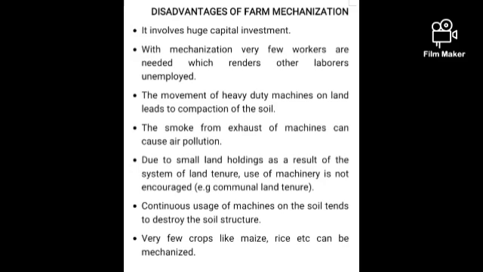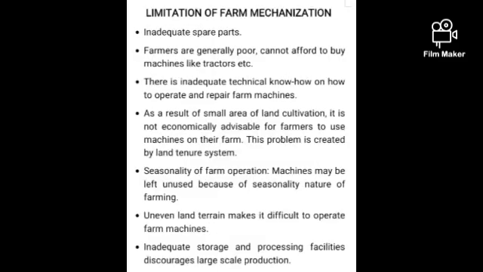The community. Continuous usage of machines on the soil tends to destroy the soil structure. And also, very few crops like maize and rice can be mechanized. It's not all crops that can be mechanized.